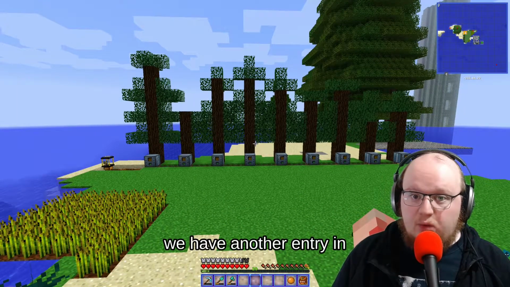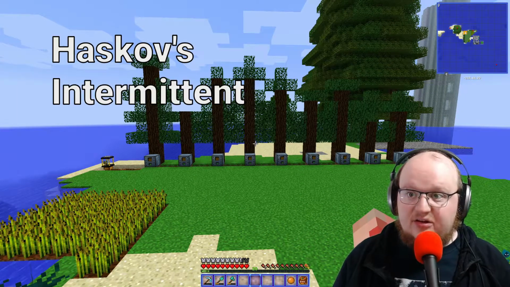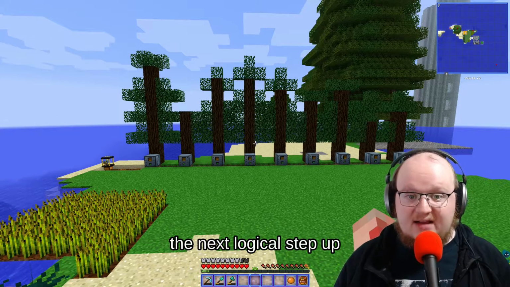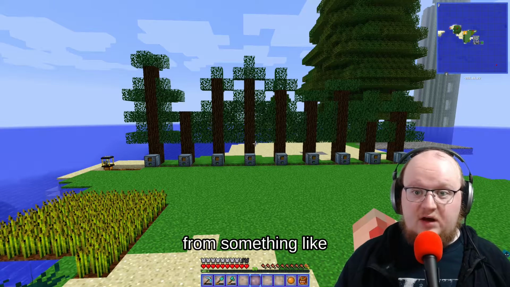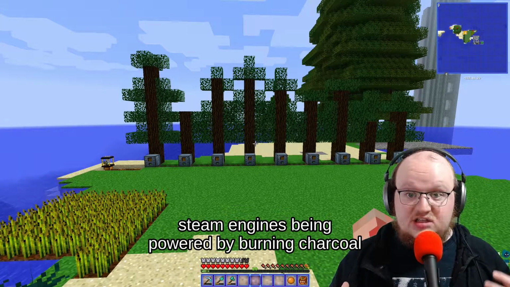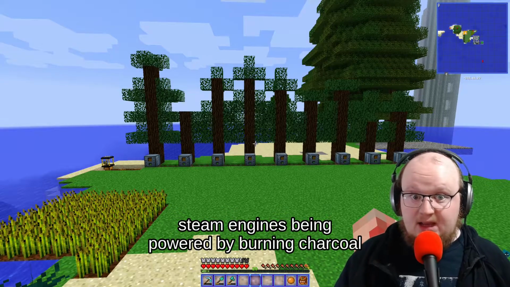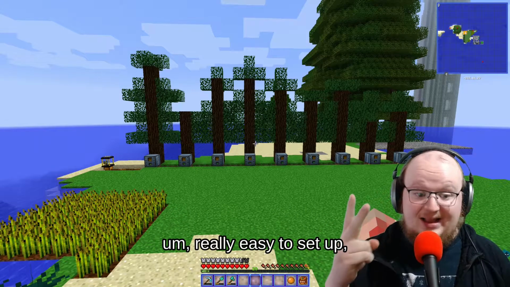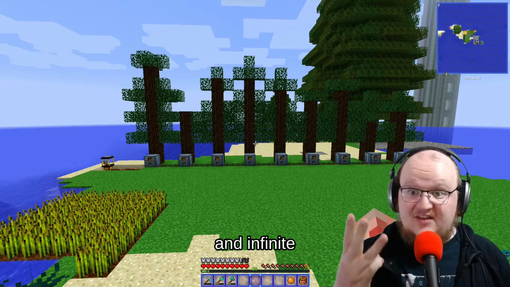Today, we have another entry in Haskov's intermittent tutorial series, in which I'll be going over the next logical step up from something like steam engines being powered by burning charcoal into something that is hands-off, really easy to set up, and infinite.